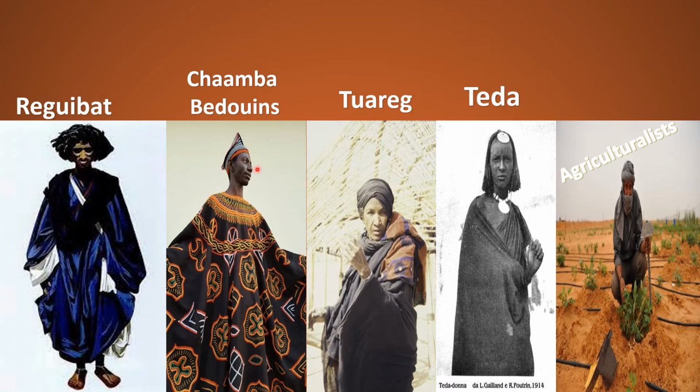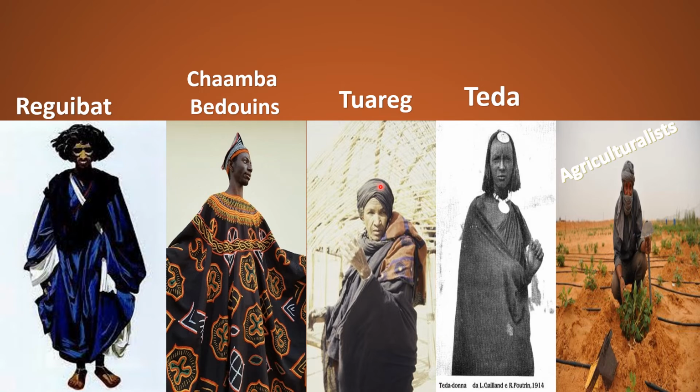Now the second is the Bedouins, the Chamba Bedouins. If we talk about them, they were herders as well as farmers. And where did they live? They lived in portable tents woven from goat hair.